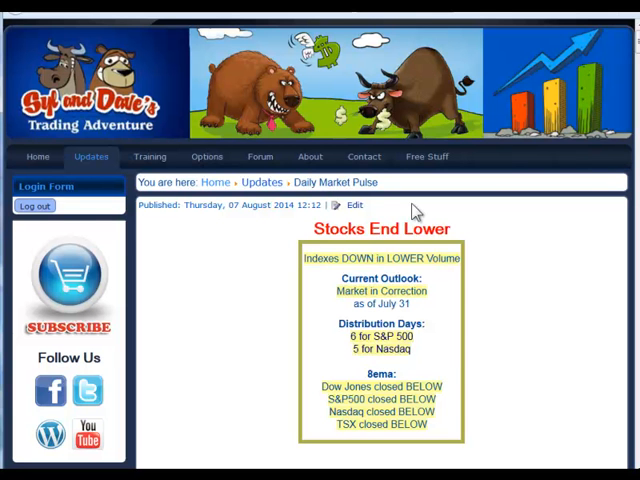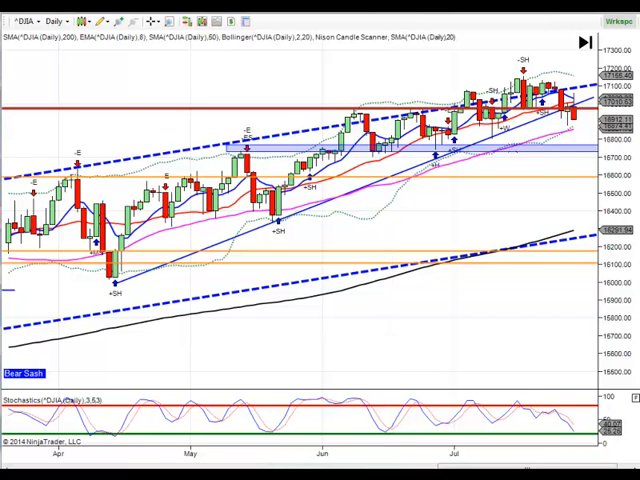This is for Thursday, August 7th. So stocks end lower, down on lower volume as well. So the correction continues for the time being.